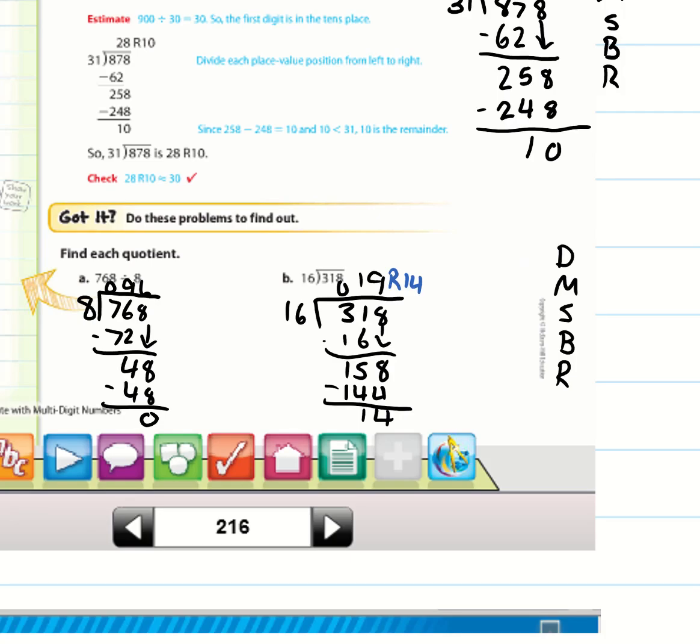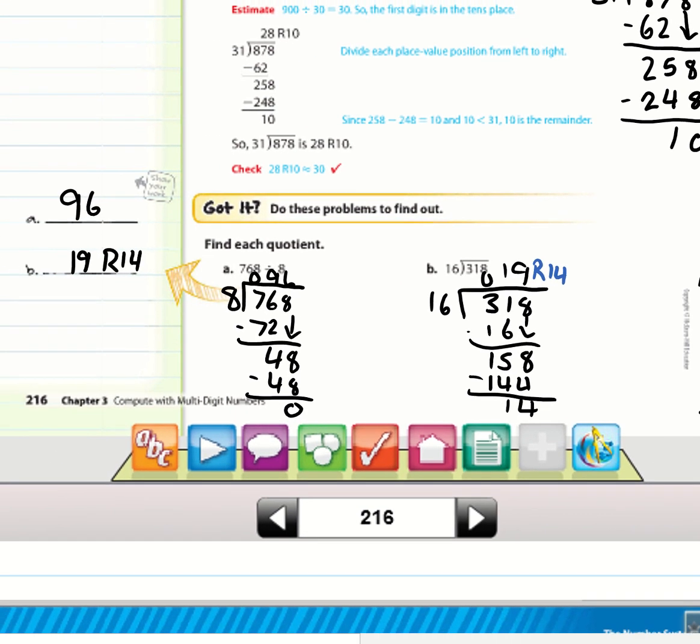So here is my work. For A, we have 96. For B, we have 19, remainder 14. And I wrote down the steps again to the side to help me out: divide, multiply, subtract, bring down, repeat, or remainder. So for A, we have 96, and for B, we're at 19, remainder 14.